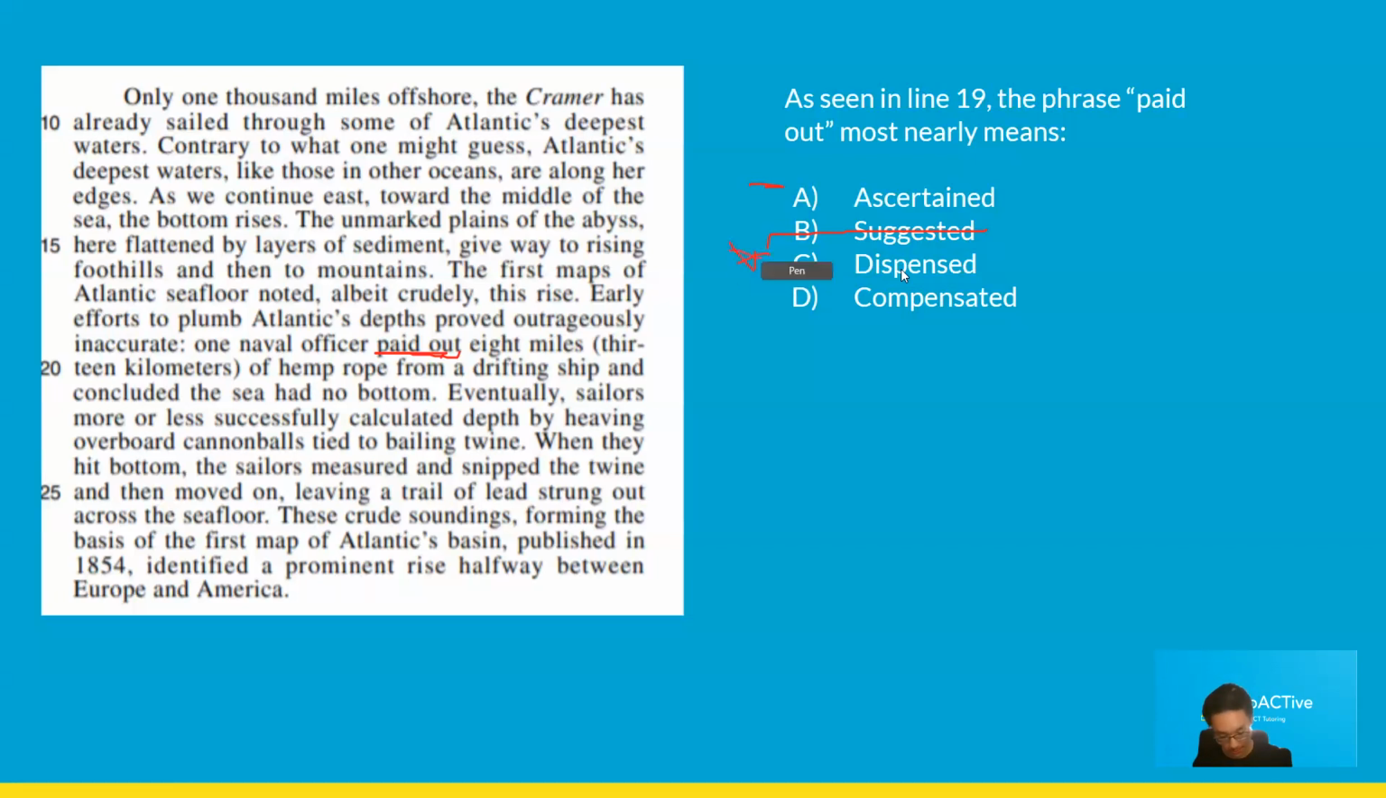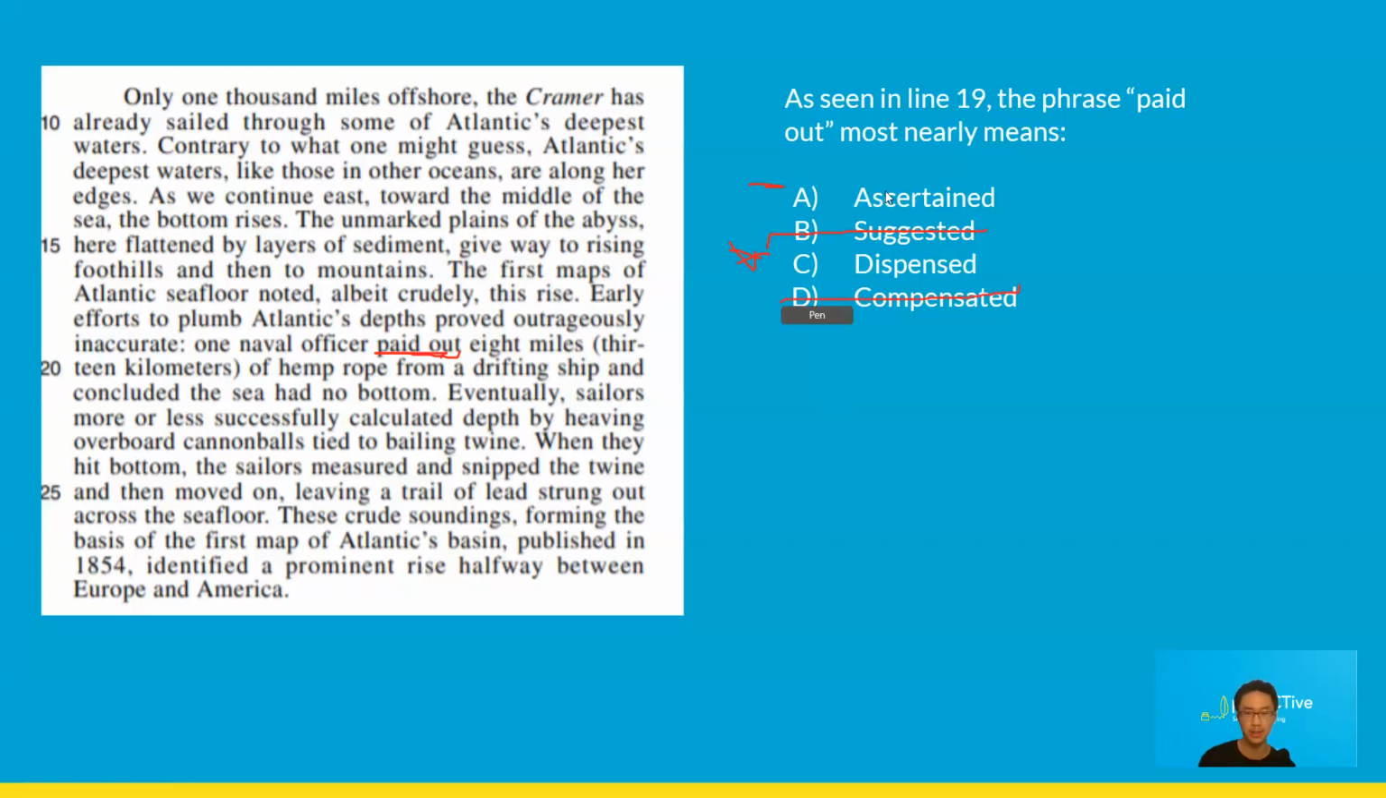So we're going to star that. And then let's check the other choice, compensated. One naval officer compensated 8 miles of hemp rope for a drifting ship and concluded the sea had no bottom. Compensated doesn't really fit here because compensated usually means you give something as a substitute. When you compensate for something, something is lacking, and you're making up for it. In this case, that doesn't match the context, because they're not lacking anything. They're just doing something to the hemp rope. They're not lacking, and they're not trying to make up for something. So compensated doesn't really fit in the context of this, so we can eliminate that.